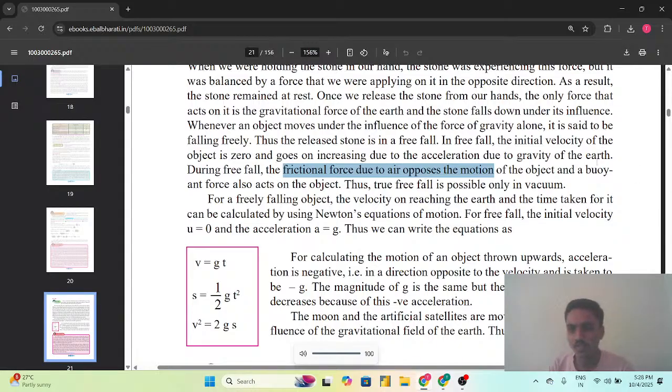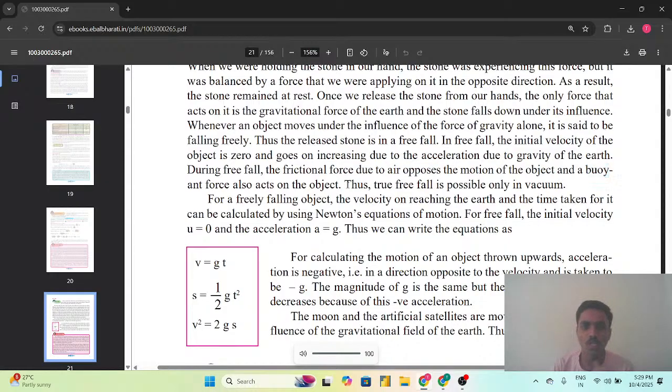The force of buoyancy, as we have studied in class 9 about Archimedes' principle, is that when an object is partially or fully immersed in a fluid, a force of buoyancy acts on it in the upward direction, equal to the weight of the fluid displaced by that object. So the buoyant force is the force acting on an object in the upward direction. The force exerted on the object due to the air opposes the motion of the object falling down to the ground. So the force of buoyancy is also acting on the object and opposes its motion.